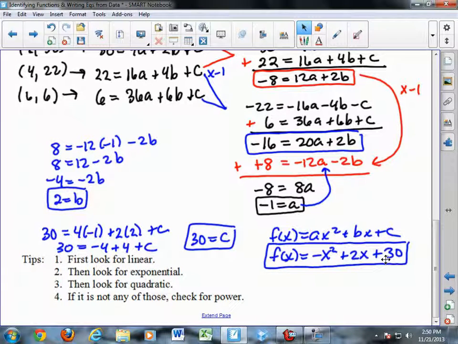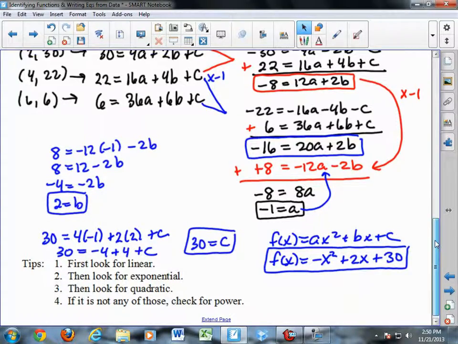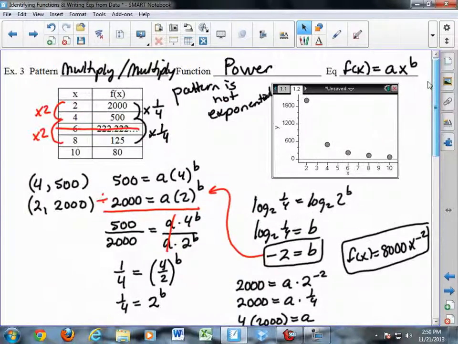Now the 4 equations I'm going to ask you to be able to do are linear, quadratic, exponential, and power. Linear and exponential are the easiest to spot. Look for linear first. If that's not linear, check for exponential. Look for that add-multiply pattern. If it's not either of those, check for quadratic, that constant second difference. If it's not quadratic or linear or exponential, then it's going to be a power function. So let's look at a power function up here.